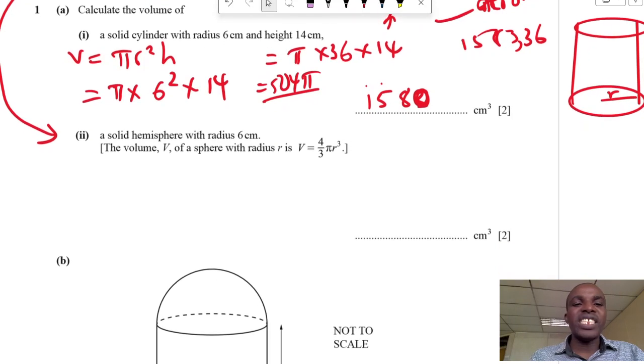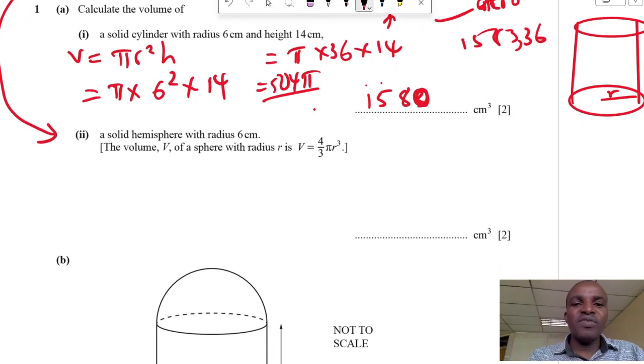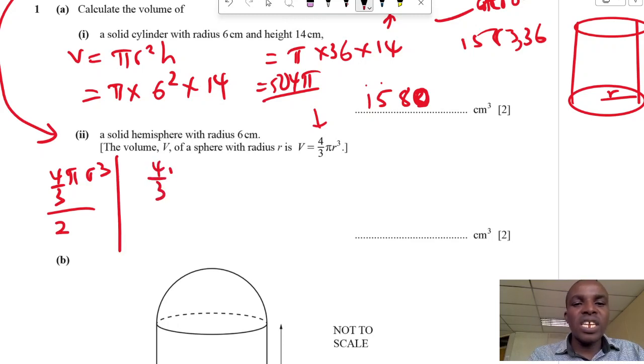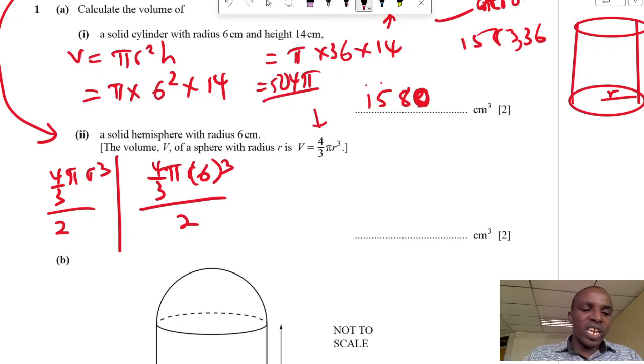A hemisphere is half a sphere. The volume of a sphere is 4 over 3 pi r cubed. Then you divide by 2 for a hemisphere. So let's find it for a sphere first: 4 over 3 pi times radius 6 cubed. Then you say the answer over 2. That's for a hemisphere. Right, you can punch it in.